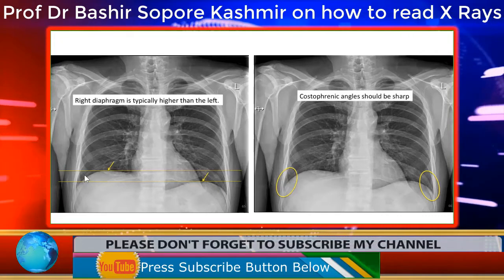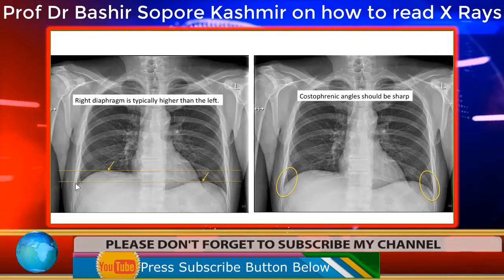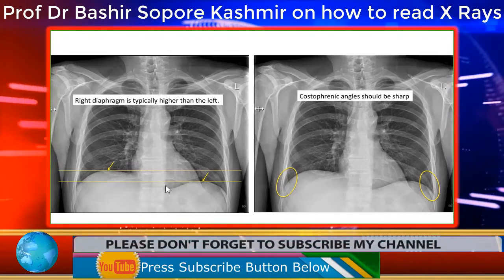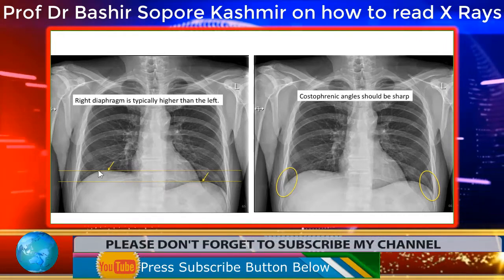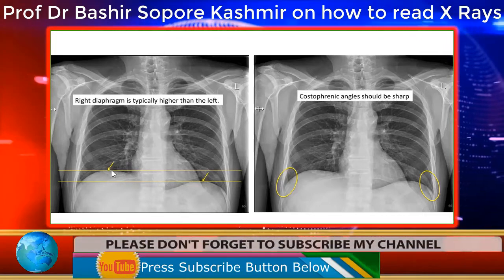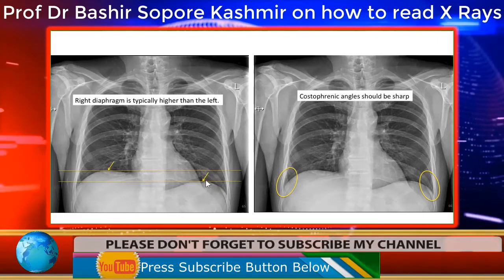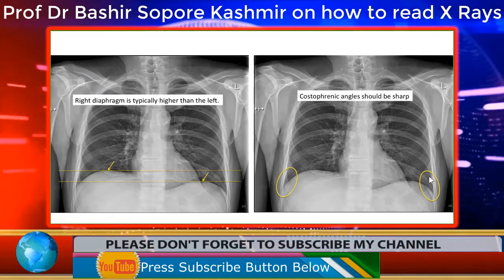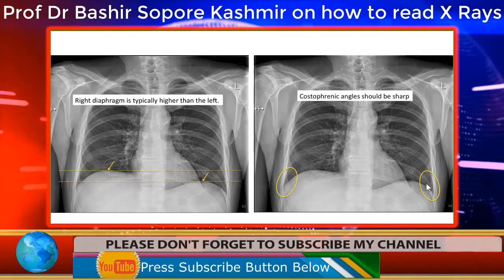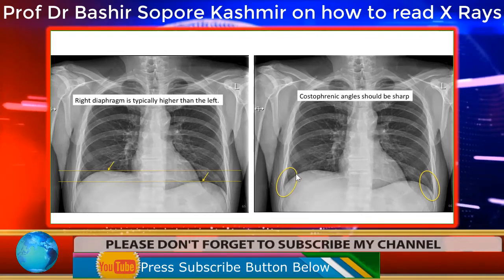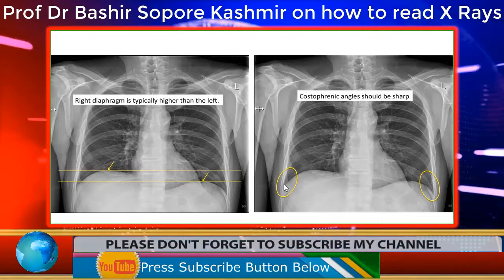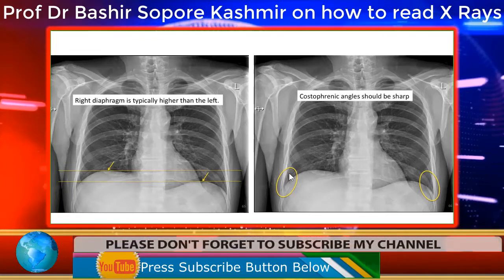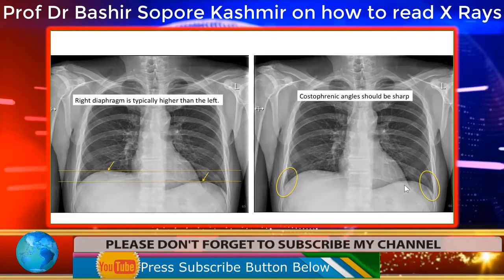Then we look at the costophrenic angles. So these are the costophrenic angles here. This is the costophrenic angle, this is the cardiophrenic angle, as already has been said. This is the right diaphragm, which is higher than the left diaphragm. This is the right costophrenic angle, this is the left costophrenic angle. It should be very sharp, so you can see it is sharp and smooth, right? So these are the normal costophrenic angles.